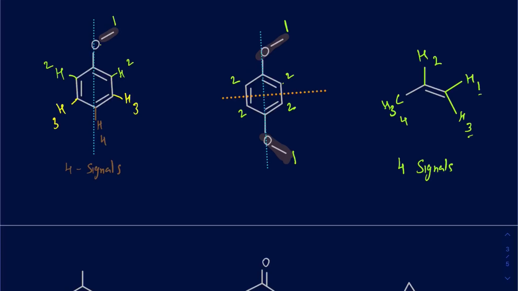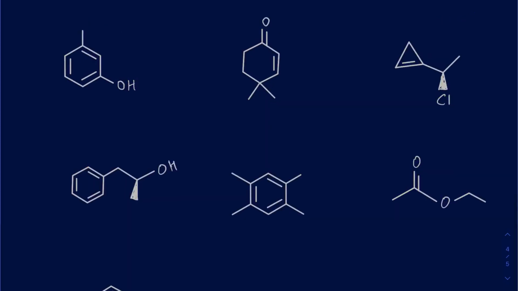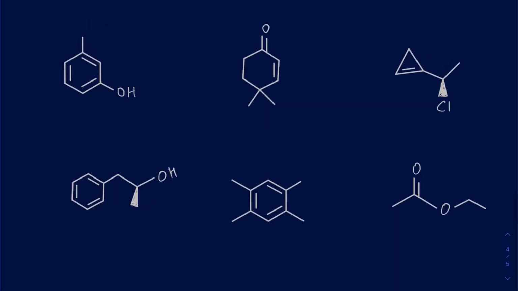So another way of saying, if you get into a situation where you have either a cis or trans, then you're going to have separate signals for those. The 1 and 3 is called a geminal hydrogen. 1 and 2 is going to be called a vicinal hydrogen. So those two hydrogens are vicinal to one another, and 1 and 3 are going to be geminal to one another. Okay, what about this next one here?